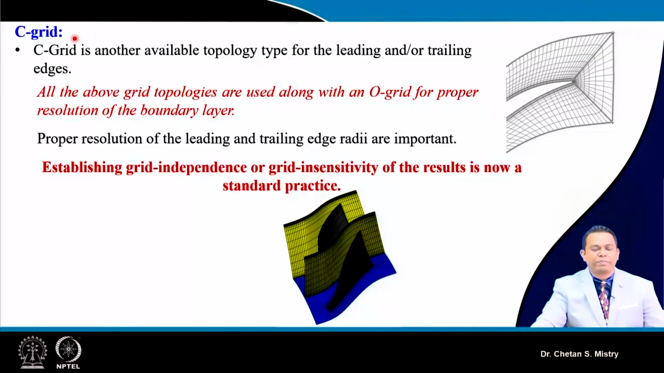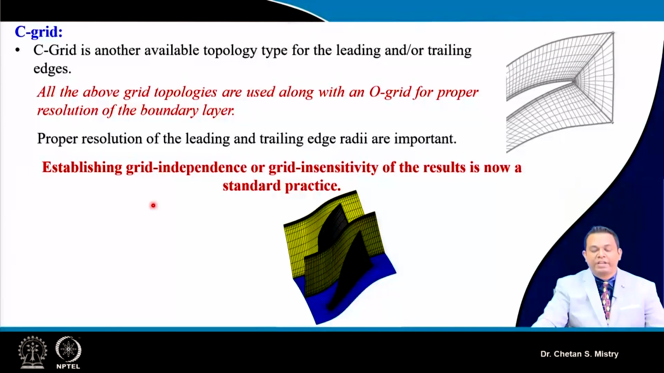Now this is representing the C grid. This is another way of topology, provided near the leading edge and trailing edge. Here you can see this is a C kind of configuration. All the above topologies are used along with an O grid with proper resolution in order to capture the boundary layer growth. The O grid is very important, and we put it surrounding our blade. Proper resolution of leading edge and trailing edge radius is very important.